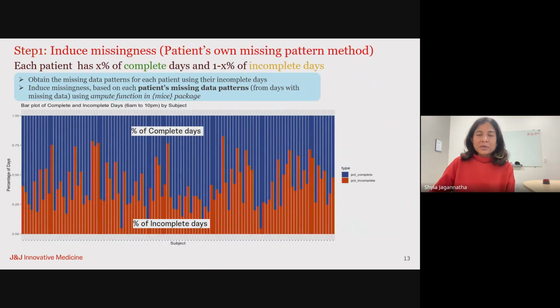Like I mentioned, this shows each column as one subject, and the x-axis is each subject. The blue represents the percentage of days that each subject had that was complete from 6 a.m. to 10 p.m. The red represents the percentage of days that were missing. And we used each patient's own missing pattern to induce missingness in the blue, where they had complete data. This was done using the ampute function in the mice package, assuming a missing at random assumption. Next slide.